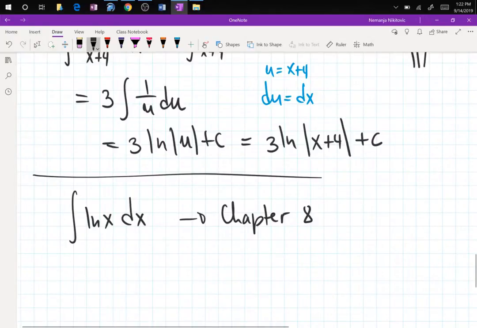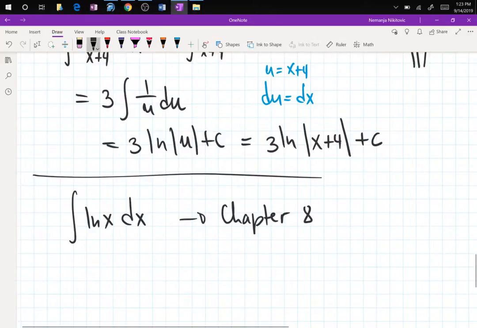You do not integrate ln x yet. You will integrate it next week. It's not a problem, it's not a taboo, it's not difficult, it's just that we did not learn the technique yet. ln x is not a basic integral. 1 over x is a basic integral because it gives us ln. But ln x is not a basic integral, and just like the integral of tangent, right?